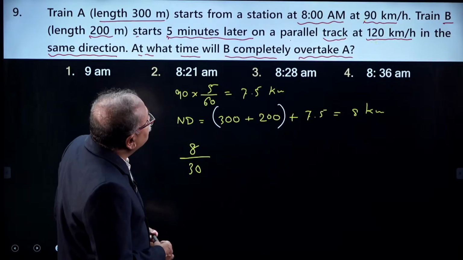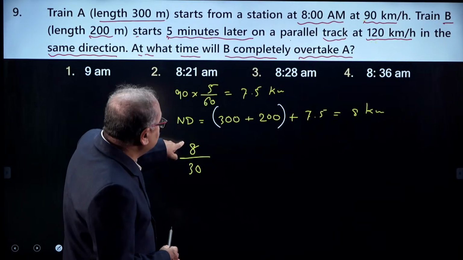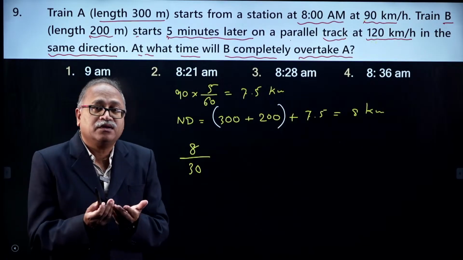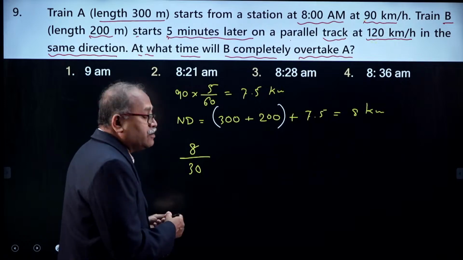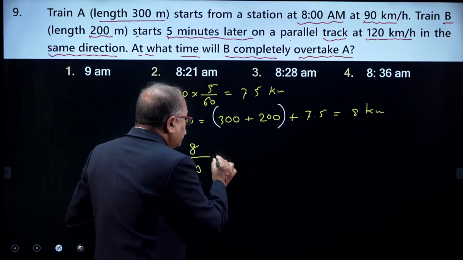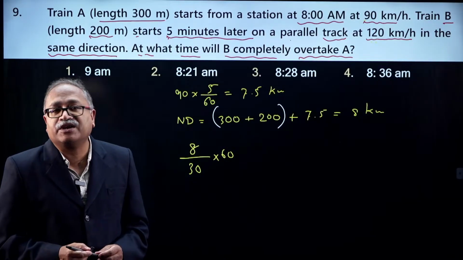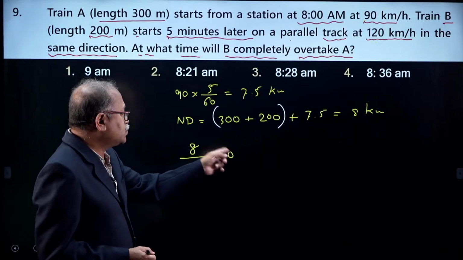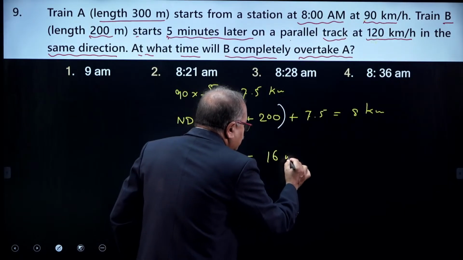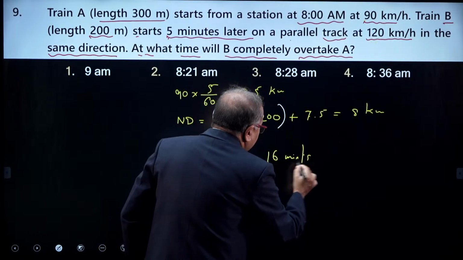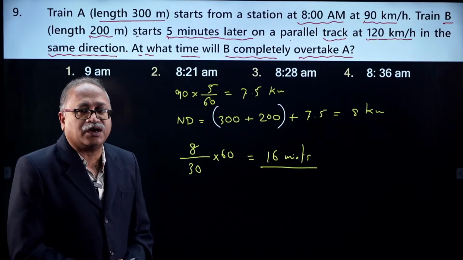Am I right? 30 kilometer per hour, and this is 8. So the value which I will get will be less than 1 hour. So I will get it in terms of minutes. So I will multiply this hour with 60, so that I will get the answer in minutes. So this is 2 times 2, 8, which is 16. So in 16 minutes, they will overtake. One will overtake the other.